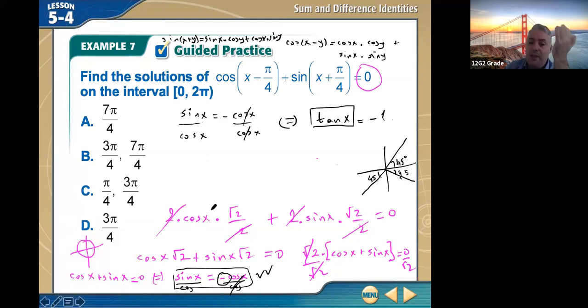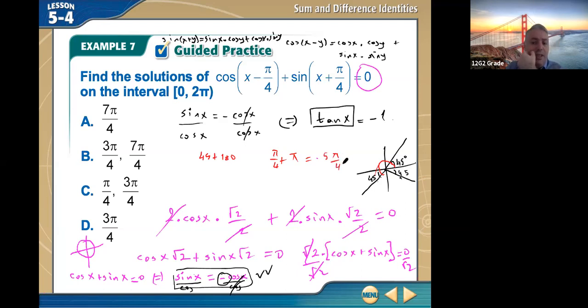So should I say this one right now? What do you think? This angle, what will it be? How can I calculate this angle? Isn't it 45 plus 180? Or you can say 45 is pi over 4, so I have plus pi. So it will be pi over 4 plus pi, 5 pi over 4.